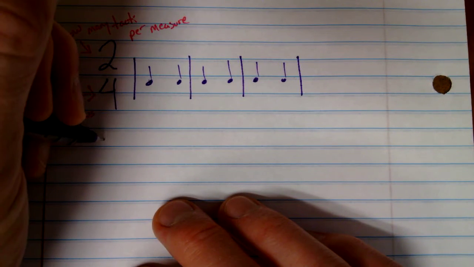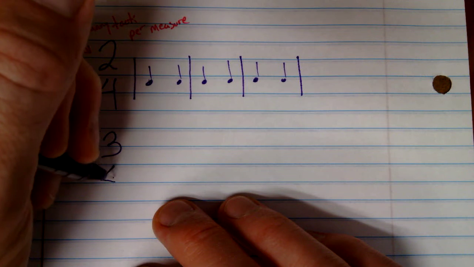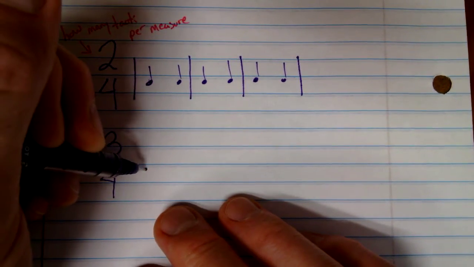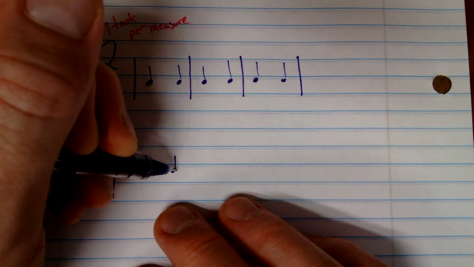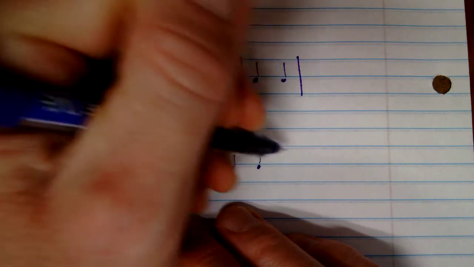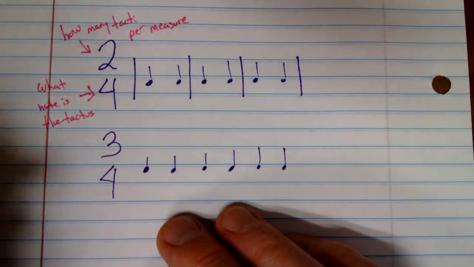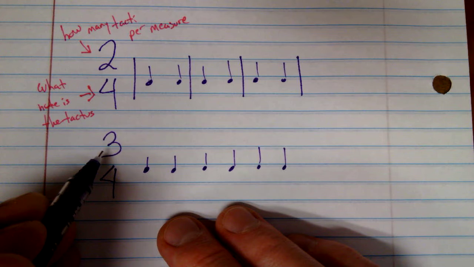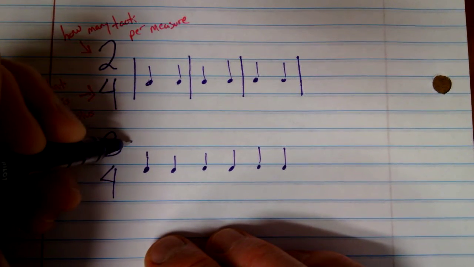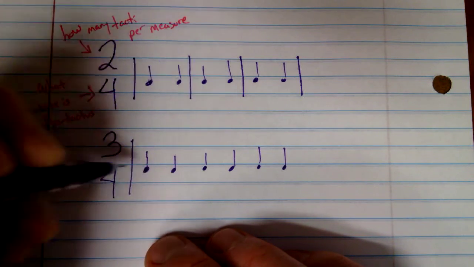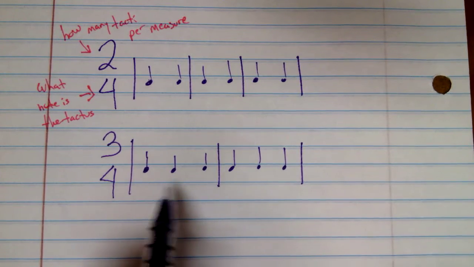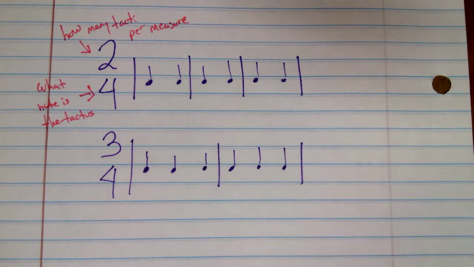All right. Suppose the time signature was 3-4. Well, then this 4 means again that the tactus is a quarter note. And now this 3 is telling me that there are 3 of those tacti every measure. So there's 3 tacti, 1, 2, 3, and then I'll put a bar line. 1, 2, 3, put a bar line. And so there you see there are 3 tacti each of those measures.